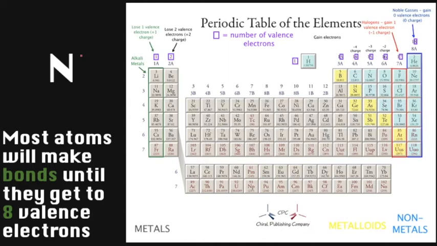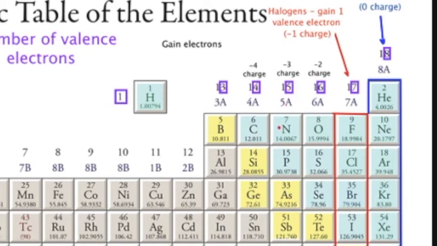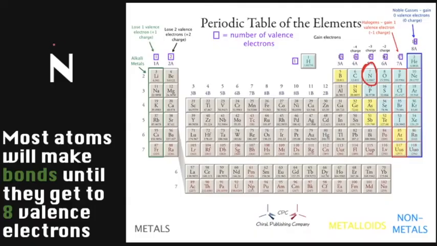Now, most atoms will make bonds until they get to 8 valence electrons. So for the example here of nitrogen, we see that nitrogen is in group 15 right here. So that means that it has 5 valence electrons. And if we were to draw the Lewis structure, we would go 1, 2, 3, 4, 5. And so the way that we would determine the number of bonds that nitrogen would make is we would look at the number of empty spaces, right? There would be 1, 2, 3 empty spaces. So a typical nitrogen atom will make 3 bonds.